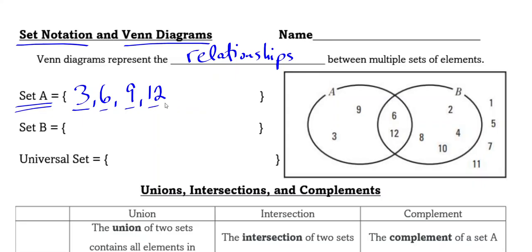Everything in set B is all the even numbers: 2, 4, 6, 8, 10, 12. That makes up set B. And the universal set is everything in A, in B, and the stuff that's outside of A and B. The stuff that is not in A and B. So it's really just all the numbers 1 through 12.